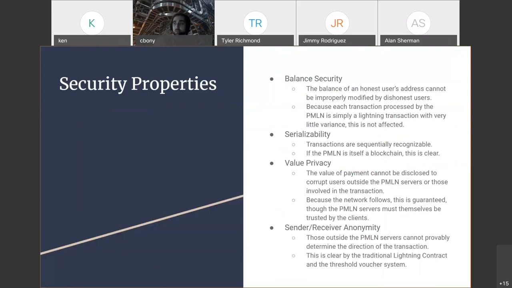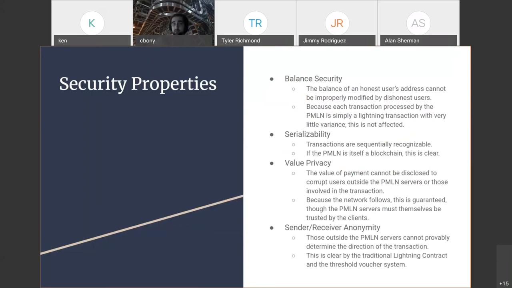So rather than in the original network where sender receiver anonymity exists between all members of the Lightning Network, the PMLN, by being owners of the parent transaction, do have a bit of insight that they otherwise would not have. And so your PMLN that you use should be trusted.